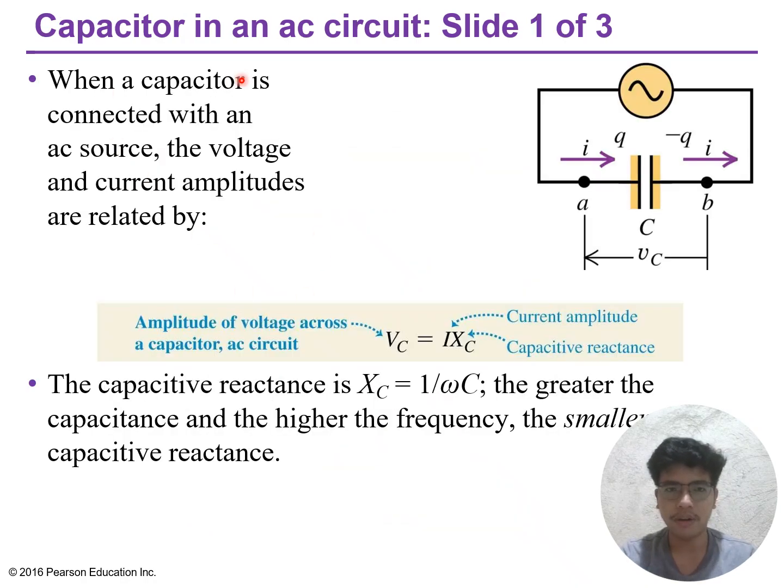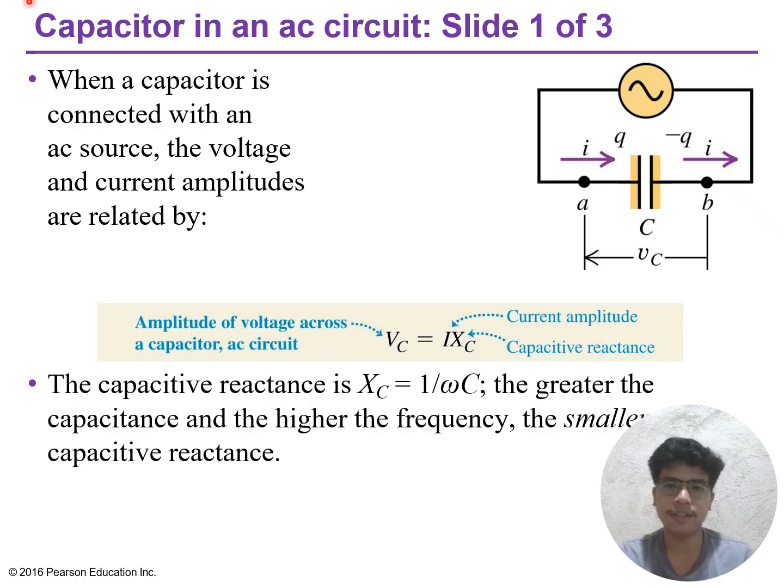So when a capacitor is connected to an AC source, the voltage and current amplitudes are related by capital V equals capital I times capital X subscript C, where capital X subscript C represents the capacitive reactance, defined mathematically as capital X subscript C equals 1 divided by omega times capital C. Here, omega is the angular frequency and capital C is the capacitance measured in farads.